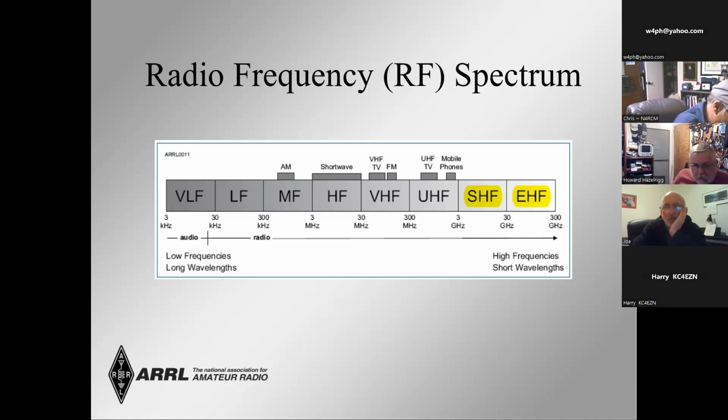And then you have super high frequencies, which is 3 gigahertz to 30 gigahertz. And then you get the extremely high frequencies. And up in those is where you have a lot of your radars and things like that. More than amateur radio things, but there are amateur radio things that go on.